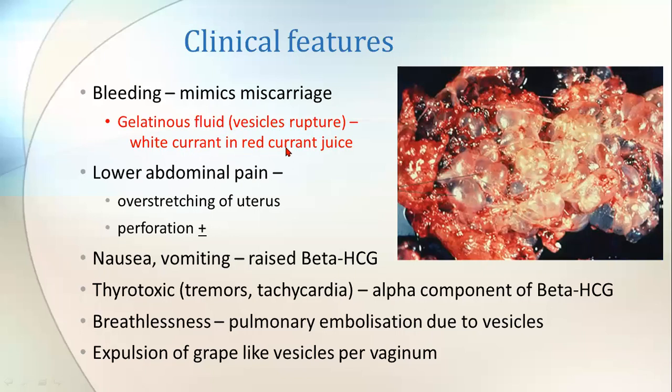This is the most important symptom produced by the patient and also the most important MCQ which is asked. Okay. See this picture, this is the placenta and these are the small grape-like vesicles. When these get ruptured, this white colored fluid is mixed with the red colored blood. So it is the white currant in the red currant juice.